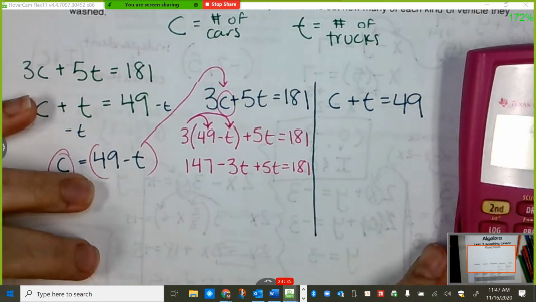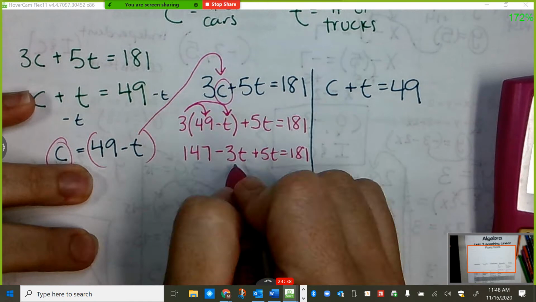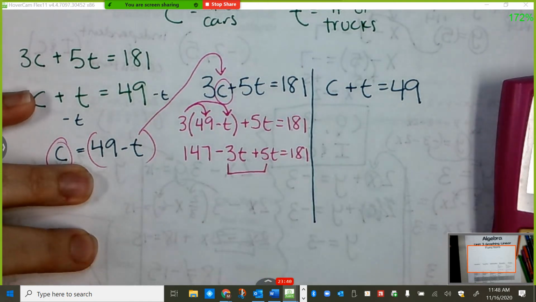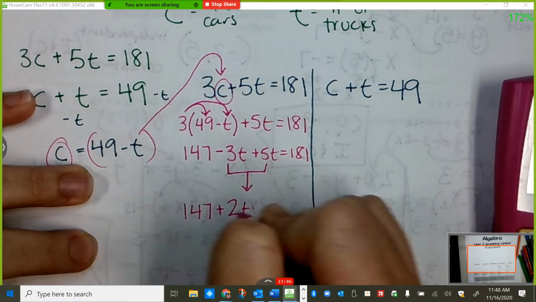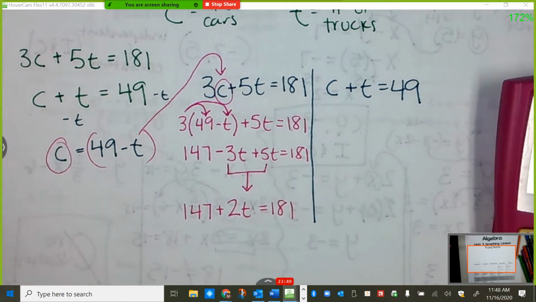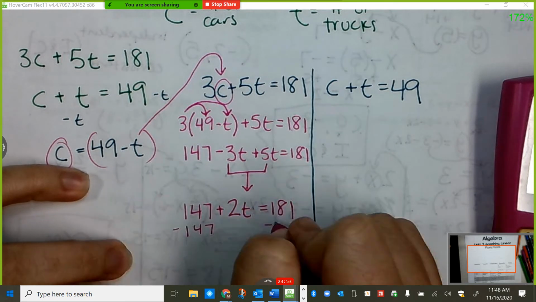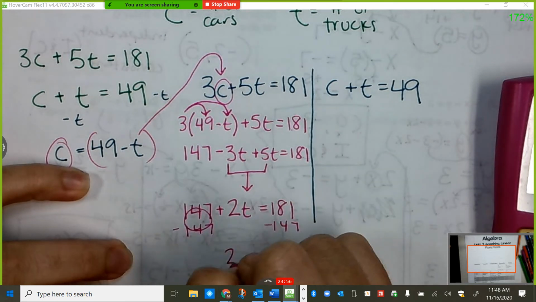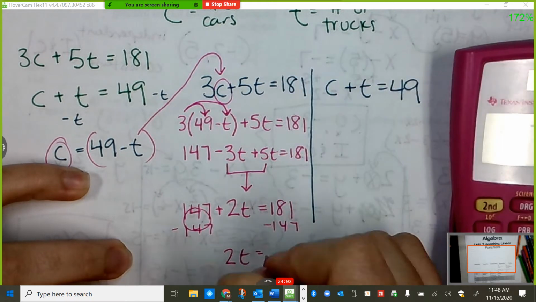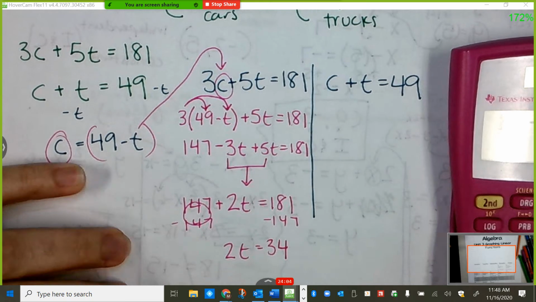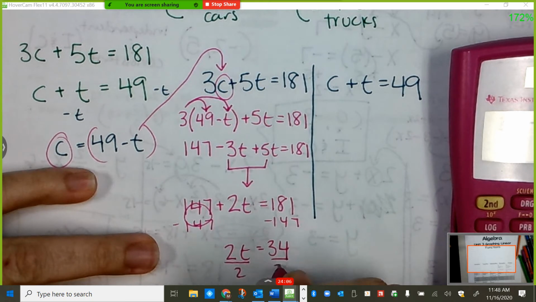Combine. What am I combining? I'm combining this negative 3T plus 5T. And what does that give me? 2T. Positive 2T. Bring down my 147 equals 181. Now what? Subtract 147 from both sides. And I get 2T equals 181 minus 147, which is 34. Last step. Divide by 2. And I get T equals what?